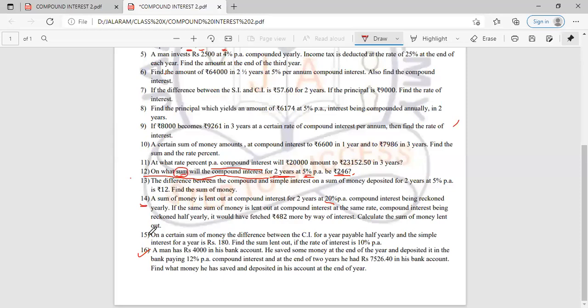So very important question, in which the first case is the sum lent out at compound interest being reckoned yearly, and in the second case the sum is lent out at compound interest being reckoned half yearly, means it is counted half yearly, and principal is unknown. So how to start? Students have doubts mainly on how to start when the sum is not given. Assume the sum, that is principal, to be P and solve it by assuming it to be a known quantity.